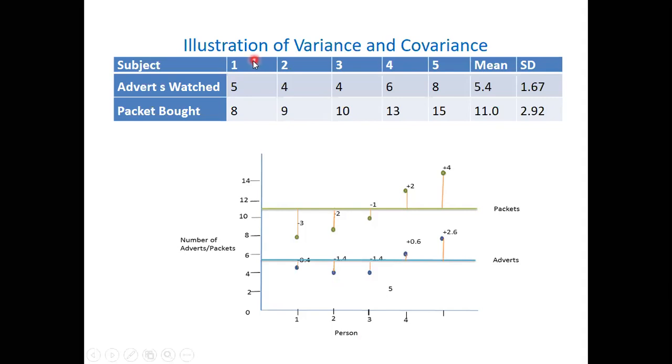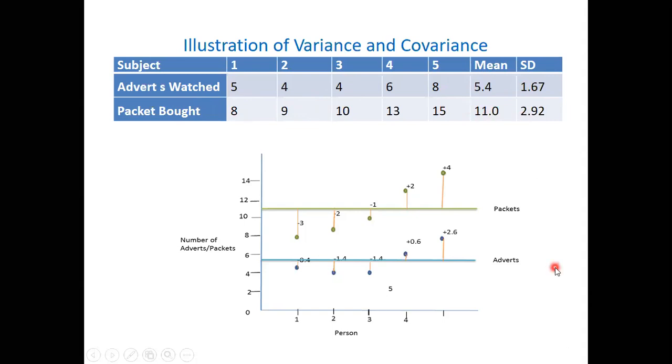You see, the first person watched 5, bought 8. Second one watched 4, bought 9. This one watched 4, bought 10. This one watched 6, bought 13. This one watched 8, bought 15. And you can calculate the mean number of adverts watched. If you add all the 5 together and divide by 5, here is the mean. This is the standard deviation. This one is for the packets bought, with its mean and standard deviation.